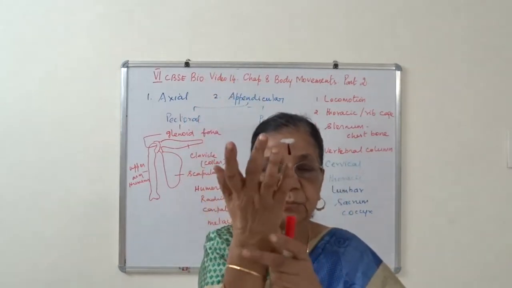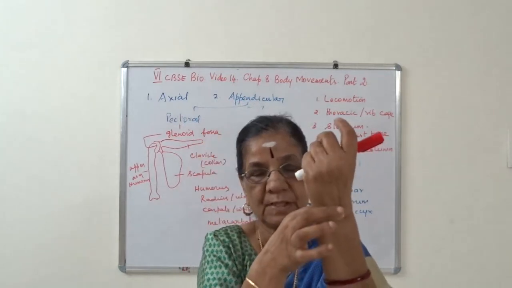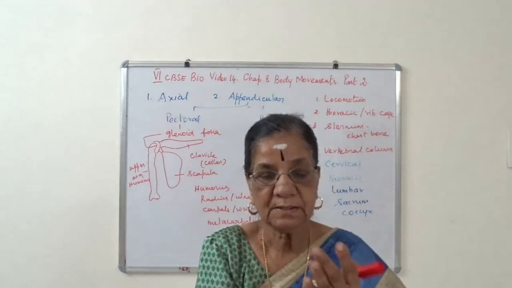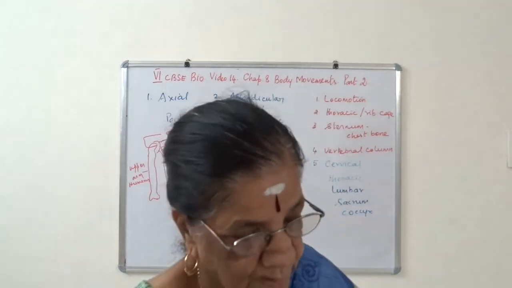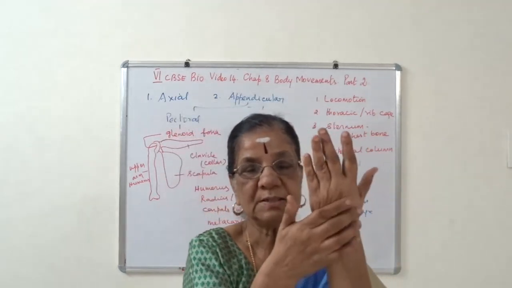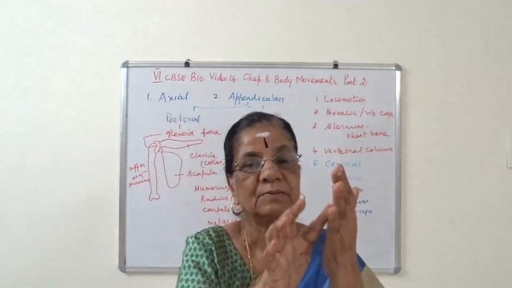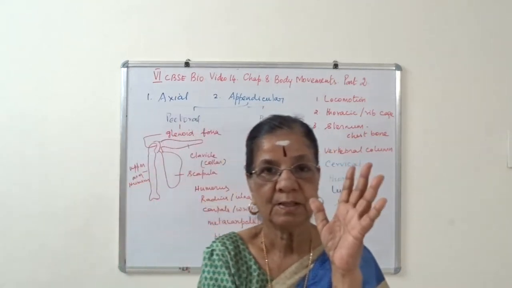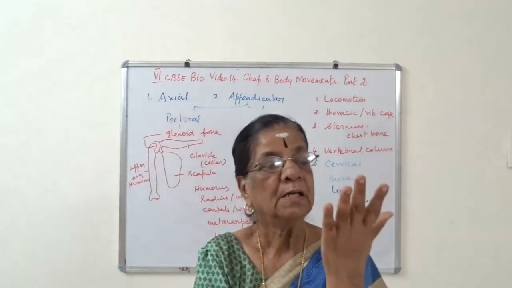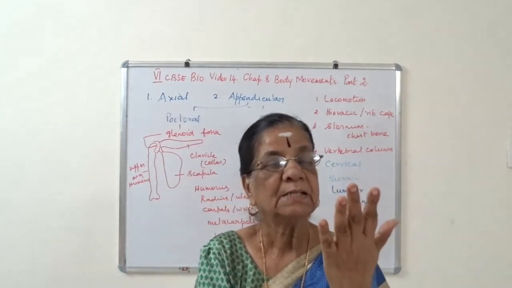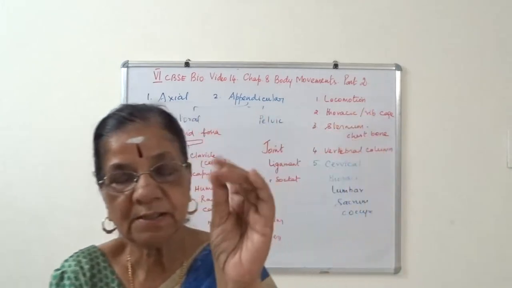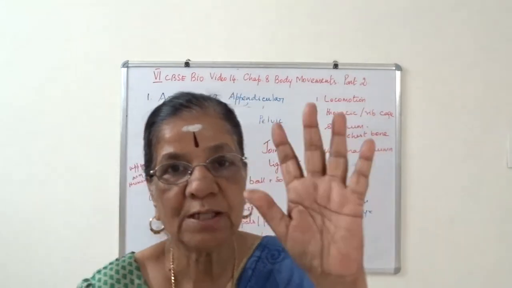And then this portion is the wrist. And then this is the palm. And then these are phalanges, fingers. I hope you understand. Now these phalanges, there are 12 bones.